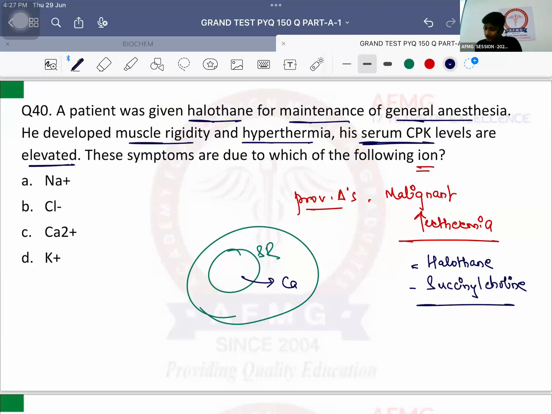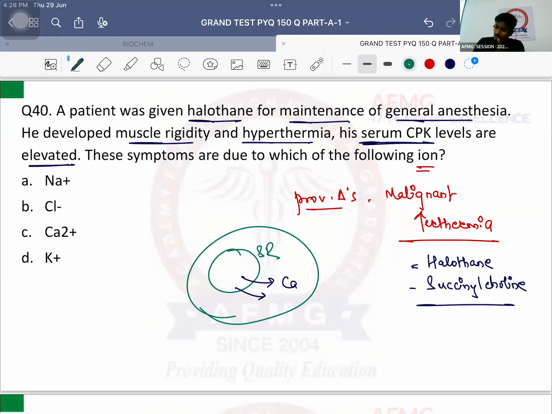In this patient, what is happening? All this calcium is going into the cytoplasm. Therefore, there is more and more severe muscle contraction, rather a sustained muscle contraction, due to which definitely the patient is having rigidity. The patient is having fever or hyperthermia, and his CPK, creatine phosphokinase levels are elevated. Classical triad of malignant hyperthermia. Okay, इतना याद रखना है.